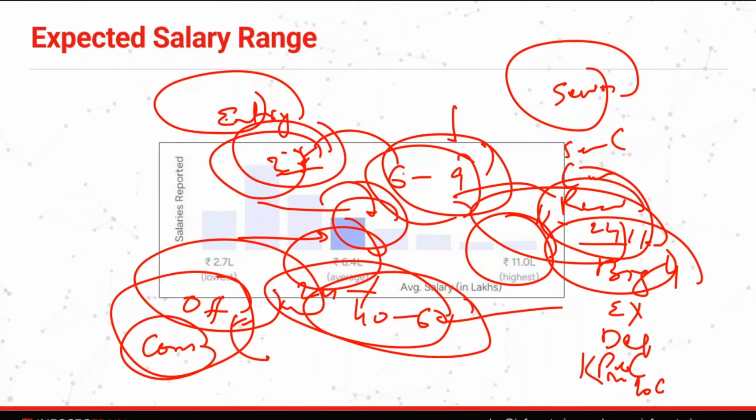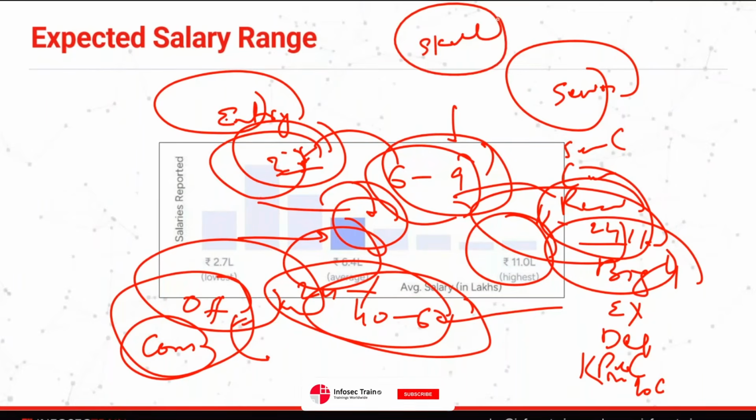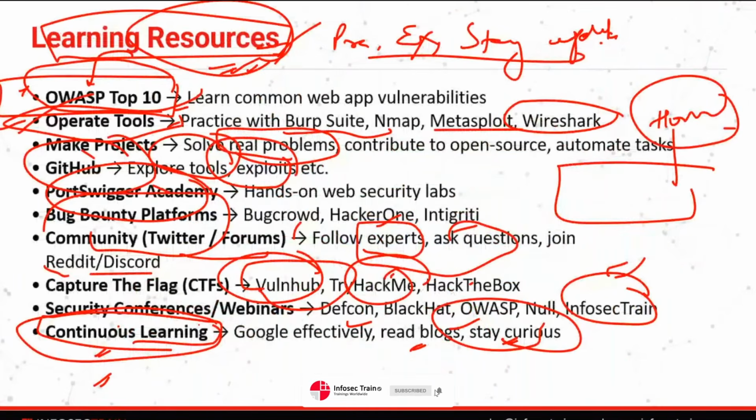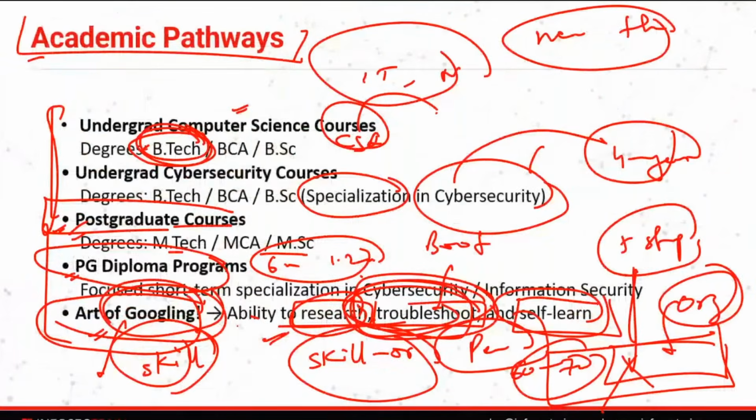But you need to know that cybersecurity is only going to reward you because it is a skill oriented field. As I told you once again, continuous learning is very much required. You need to know the art of googling. You need to have persistence. You need to be able to live with computers. You'll be working with computers and servers only. So if you can do that, then it is a very rewarding field.